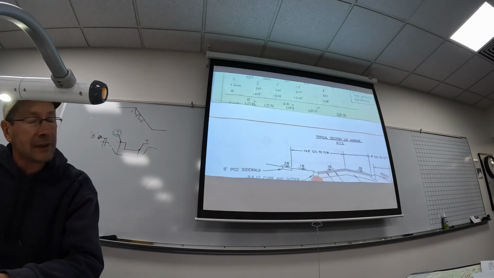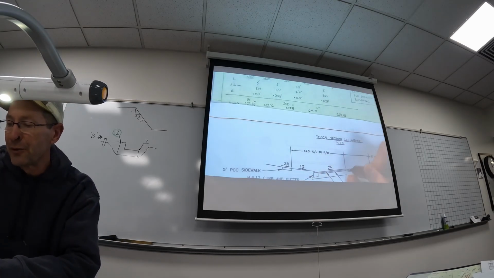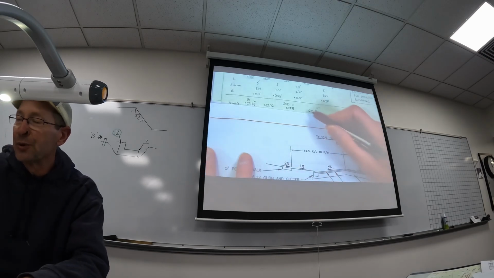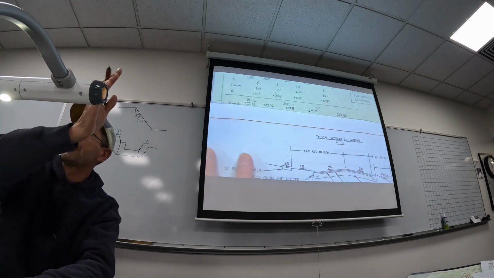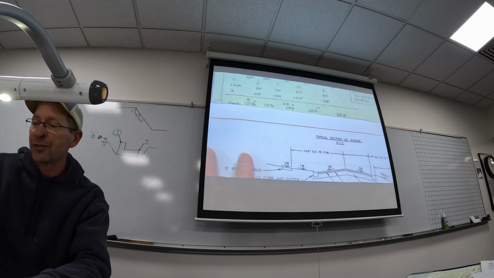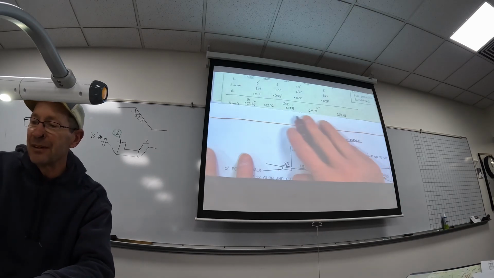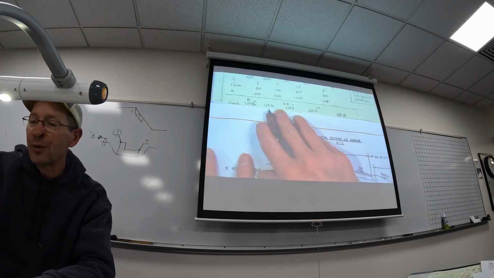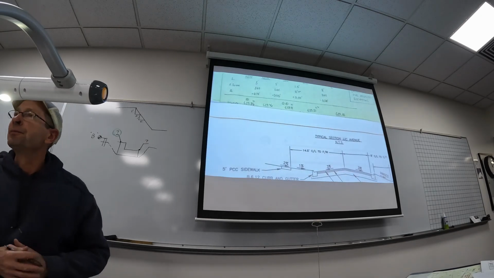There we go. So if we know 629.45 is this, that's what we're doing. We're getting the proposed grades for each of those segments that we walk across. So we got edge of pavement, top of curb, the edge of the walk, and then the back of the walk.